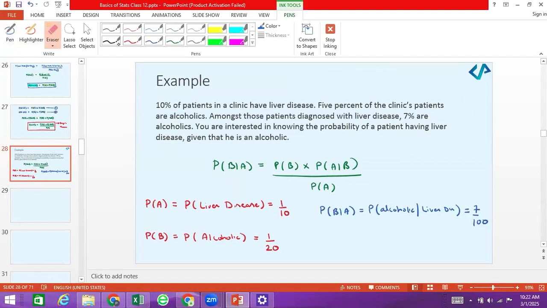Now what are they asking? They are asking, what is the probability, you are interested in knowing the probability of a patient having liver disease. Like what is the probability that someone will have liver disease given that he is alcoholic? So what they are interested in is the probability of finding A given B. This is something that I want to know. Okay, so what will it be? Let me write it.